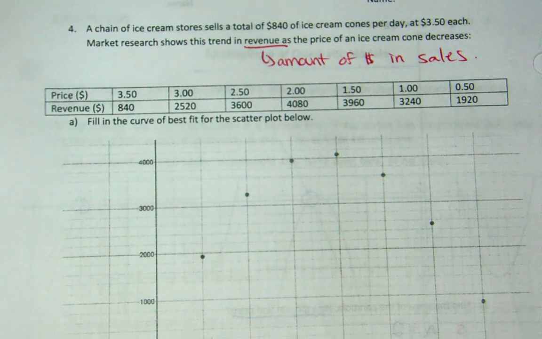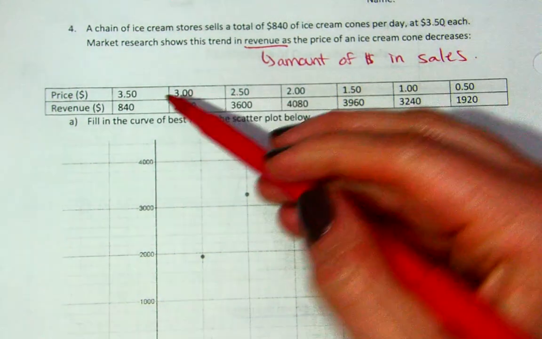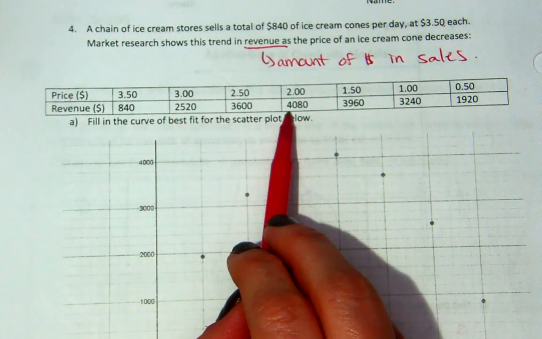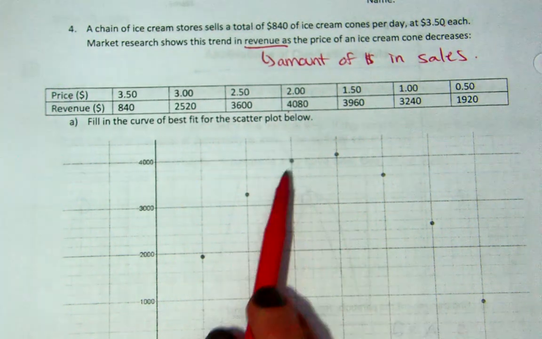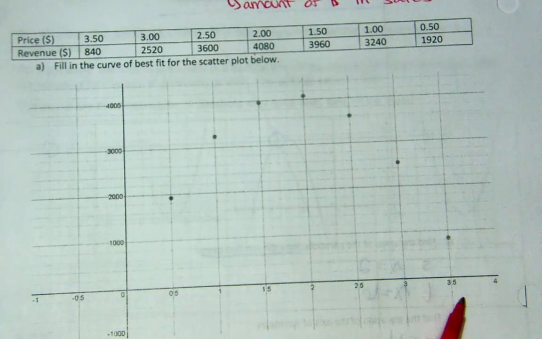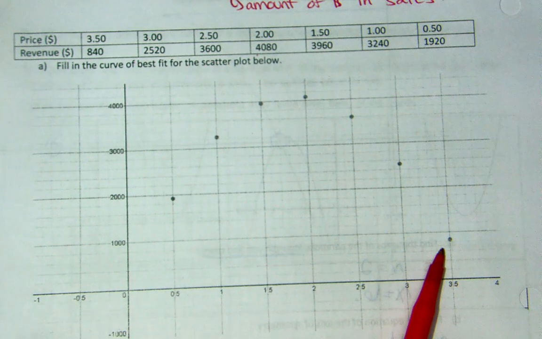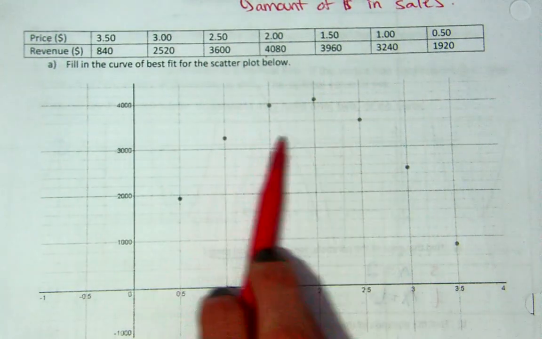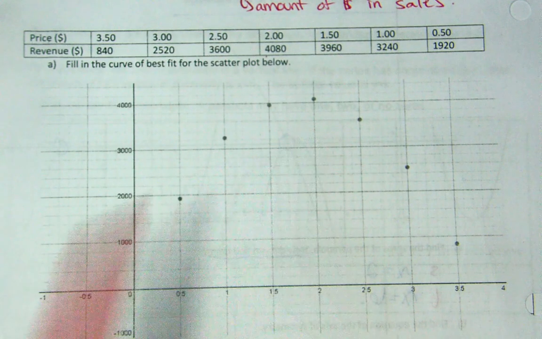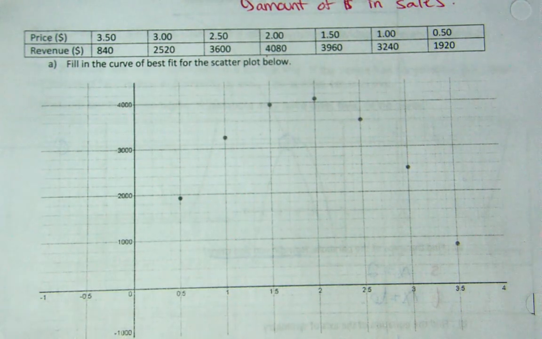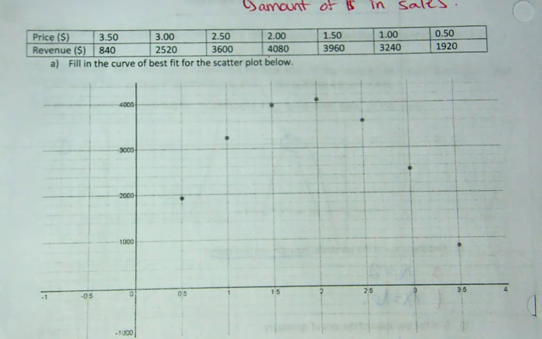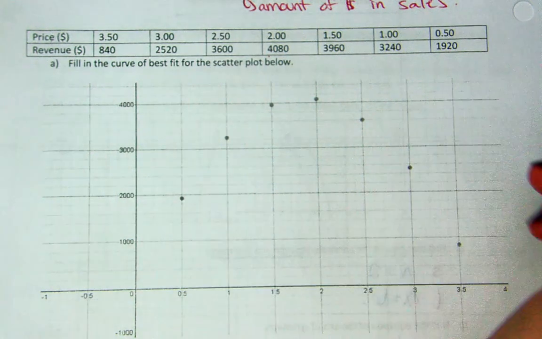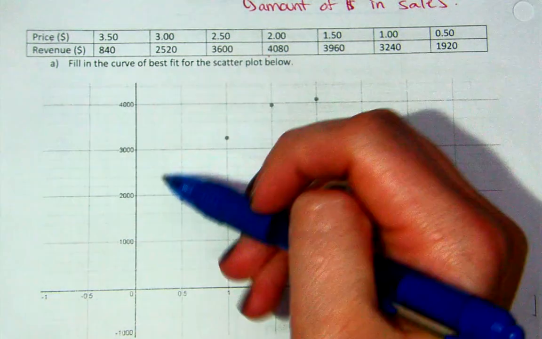And it does make sense because as the price goes down, more people are going to be buying ice cream cones. But as the price drops even further, well, now they're literally giving the ice cream cones away, so they're going to be making less money. The goal here is to find that sweet spot. What price is low enough to sell, but still high enough to make a profit? Okay, so up first, fill in the curve of best fit for the scatter plot below.